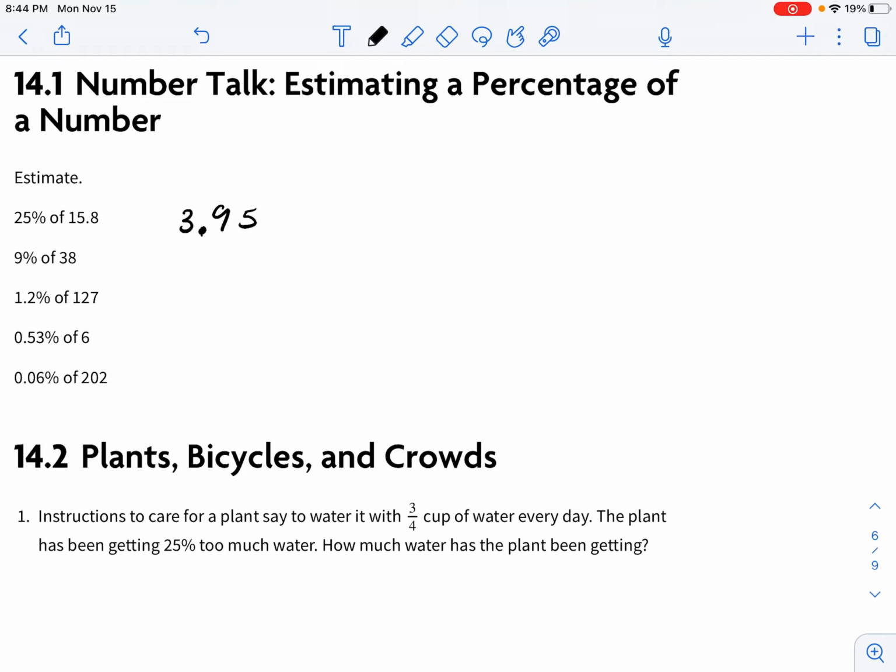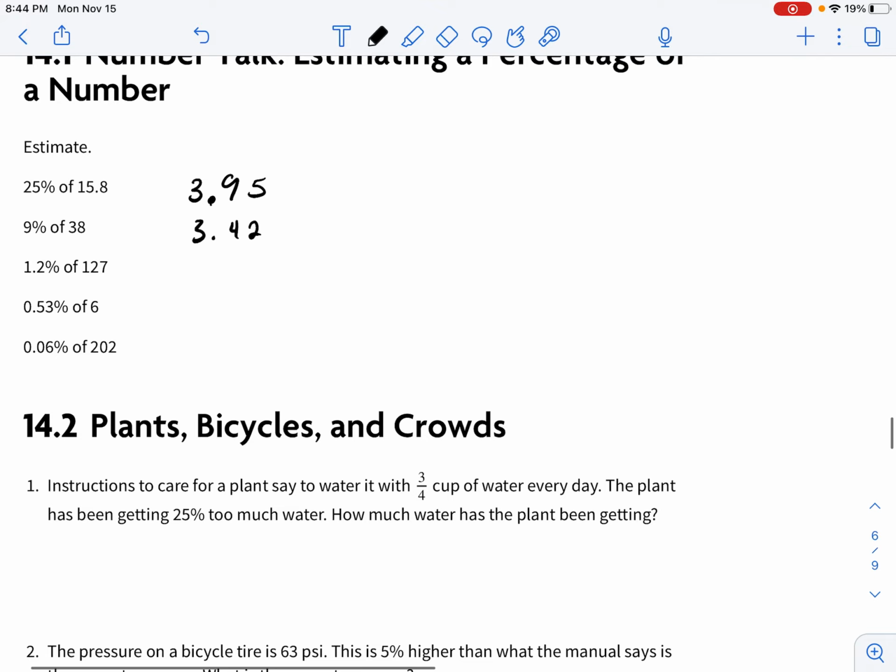Okay, so 9% of 38. Well, 9% is really close to a tenth. A tenth would just be 3.8. So it's going to be a little less than that. I'd say this is 3.6. Okay, I'm going to actually change that to 3.5. 3.42.